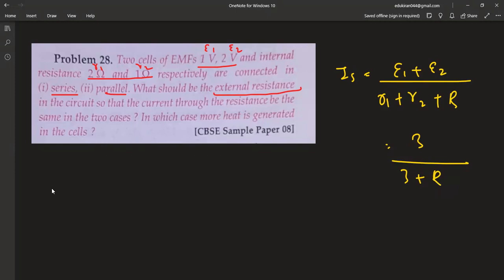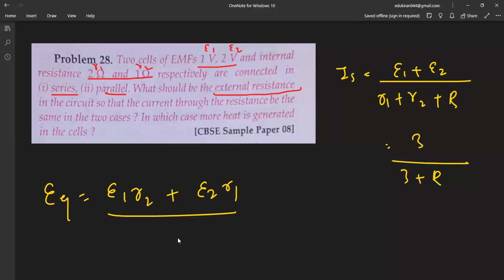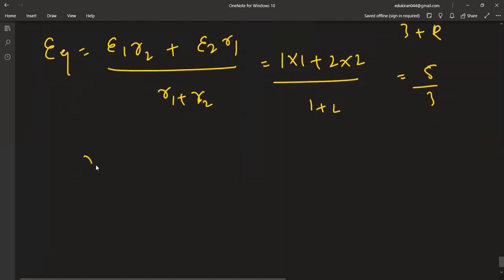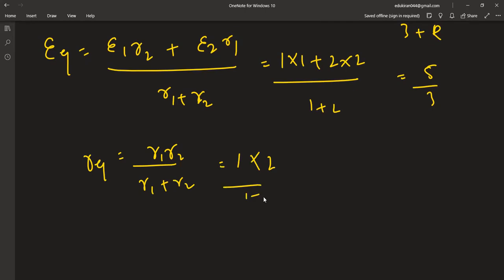When they are connected in parallel, E equivalent is (E1 R2 plus E2 R1) divided by (R1 plus R2). This is the formula. So this is (1 into 1 plus 2 into 2) by (1 plus 2). This is 4 plus 1, 5 by 3. This is the EMF. And then the internal resistance. What will be the internal resistance? R1 into R2 by R1 plus R2. So this is equal to 1 into 2 by 1 plus 2, which is equal to 2 by 3.